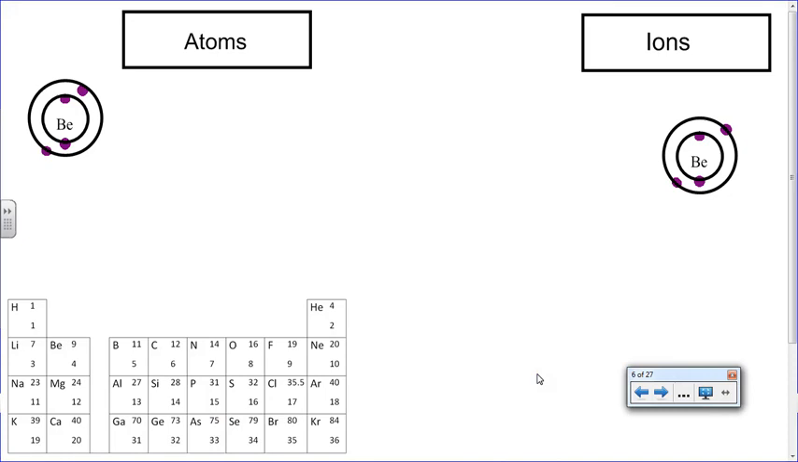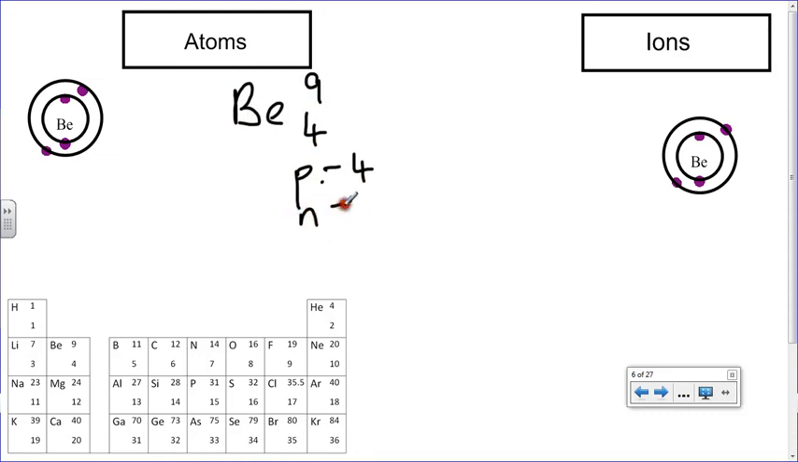So let's have a look at some more examples. We've got beryllium here from group 2, and if we write down the details of beryllium, we can see its atomic mass is 9 and its atomic number is 4. So it must have 4 protons. The number of neutrons must equal 9 take away 4, and the number of electrons will equal the number of protons, so again 4, and you can see that I've drawn 4 electrons. So let's see what beryllium wants to do when it becomes an ion.